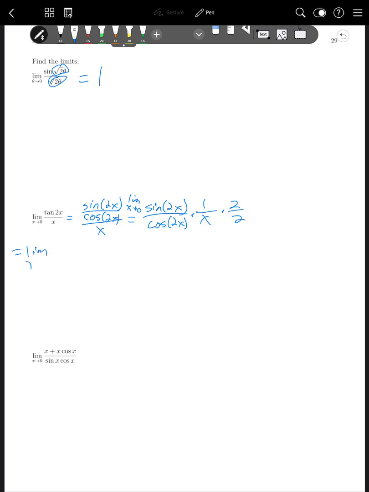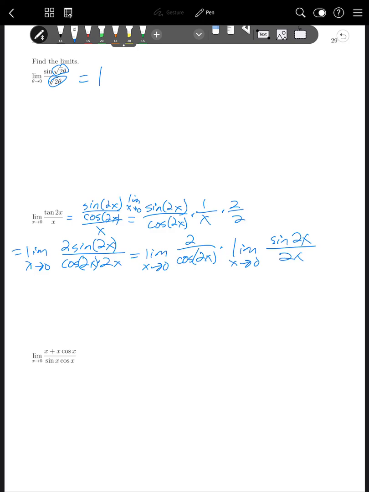And so this will be the limit as x approaches 0. And now I want to rewrite this a little because I want to write the part with the sine and the x together and the part without. But let's just write it all together first. So this would be 2 sine 2x over cosine 2x times 2x. Okay, and now I can break it into two pieces. So this will be the limit as x approaches 0 of 2 over cosine of 2x times the limit as x approaches 0 of sine 2x over 2x.